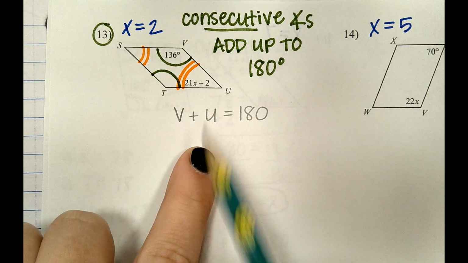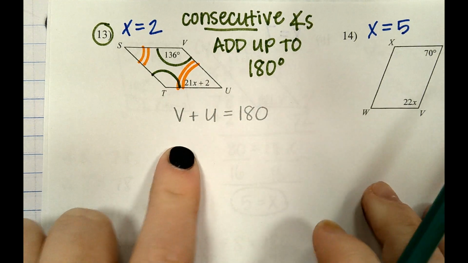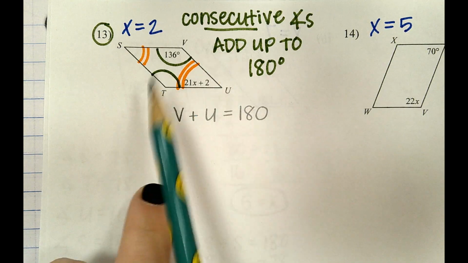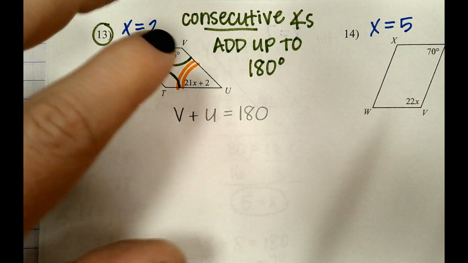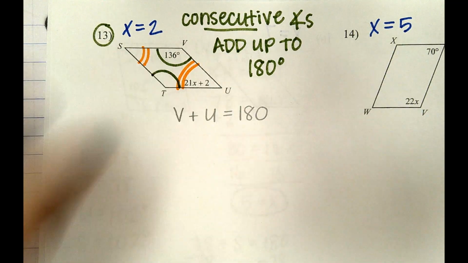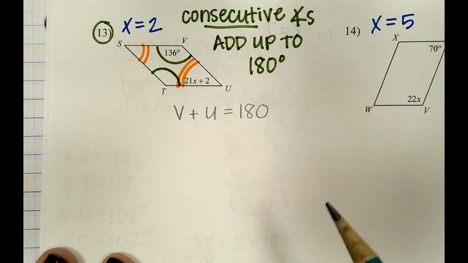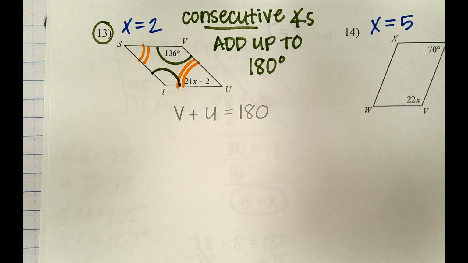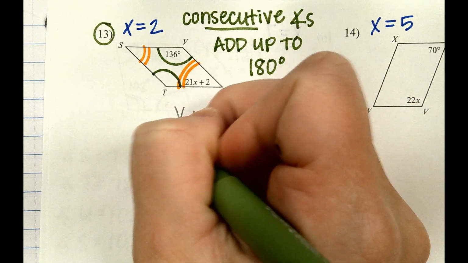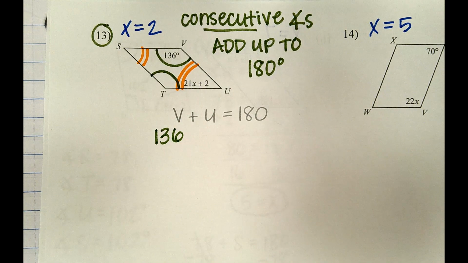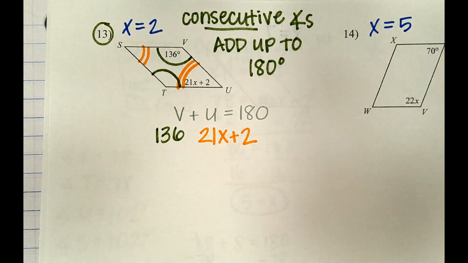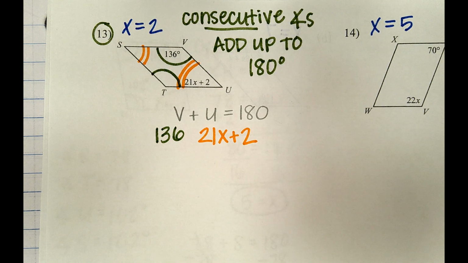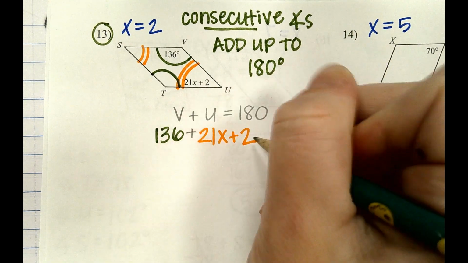Now in this problem, we're going to be solving for X. What equation could I write using this idea, V plus U equals 180, but utilizing the values they give us in the problem? What would I write? 136 plus 21x plus 2 equals 180. Good. And all we're doing here is plugging in the values they give us.